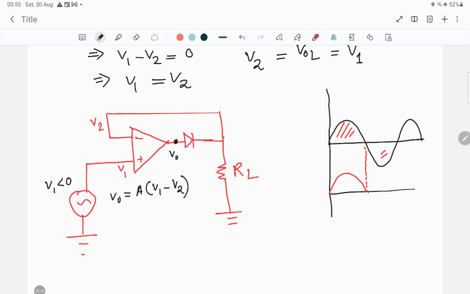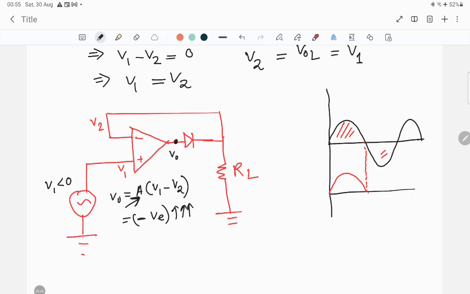So in this particular configuration, the gain value is so large, and what you will see is that the output of this voltage will become a very high negative value, very high negative value.